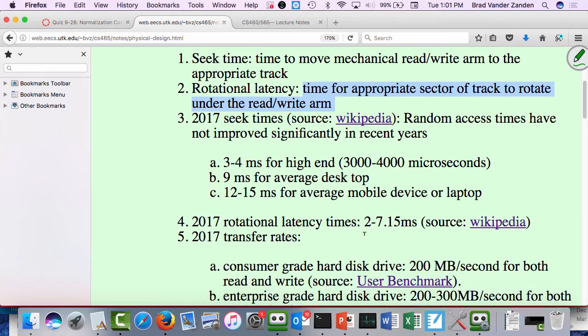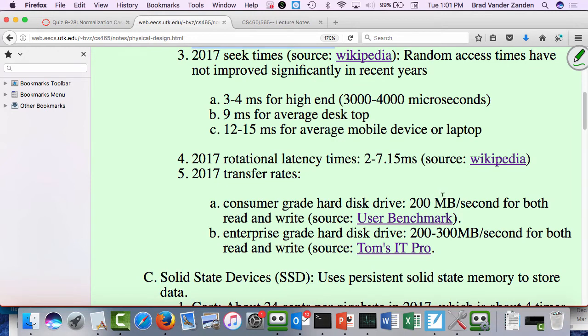Plus, you have to transfer the information. And there, it's actually not much difference between consumer grade and enterprise grade. So the most consumer grade hard drives will transfer data at about 200 megabytes per second. So once you're there and reading, the transfer rates are about 200 megabytes per second. And for enterprise grade, it's only at most about 50% better. It's from 200 to 300 megabytes per second.